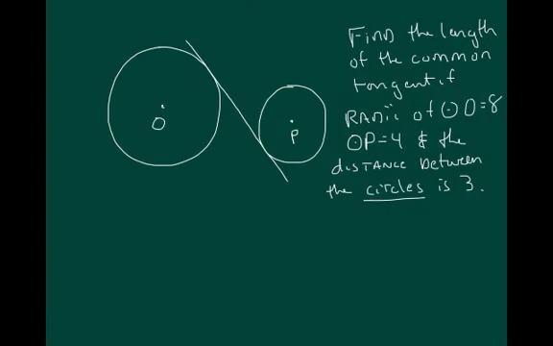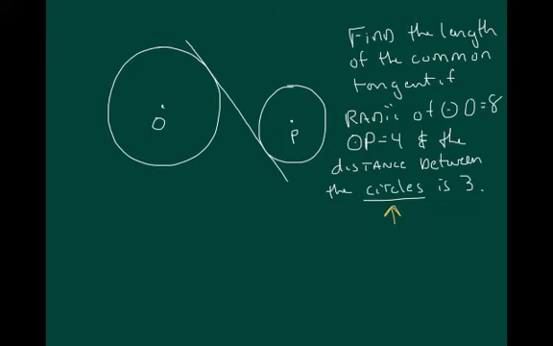Okay, in this example, we're going to look at the length of a common internal tangent. Given that the radius of circle O is 8, the radius of circle P is 4, and the distance between the circles is 3. Now, be careful with that distance between the circles, because literally that is from where one circle ends to the next circle. It is not the distance between the centers. If we look for the distance between the centers, it will be said explicitly. When we talk about the circles, remember, we're talking about that ring of points, not the center of the circle.